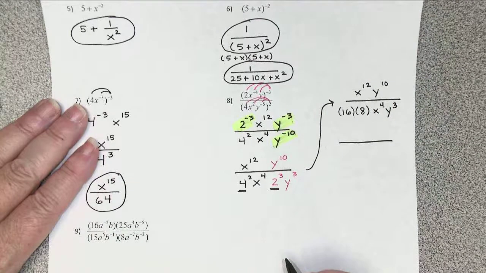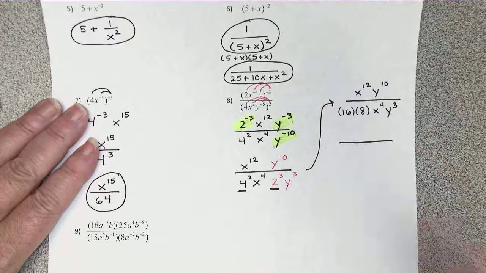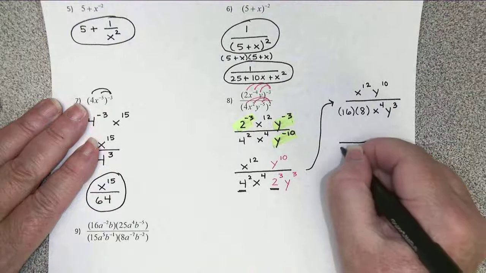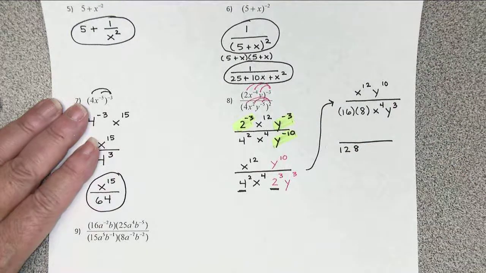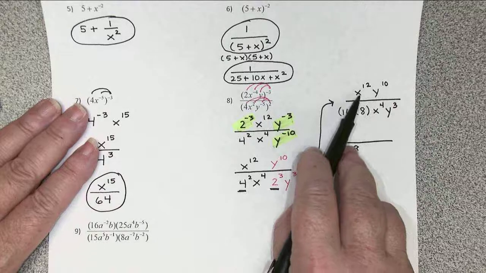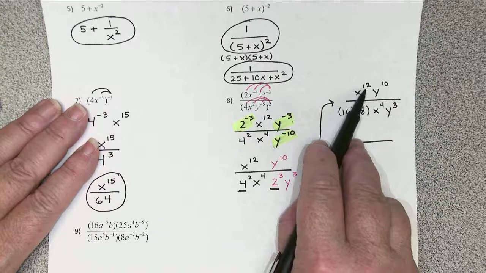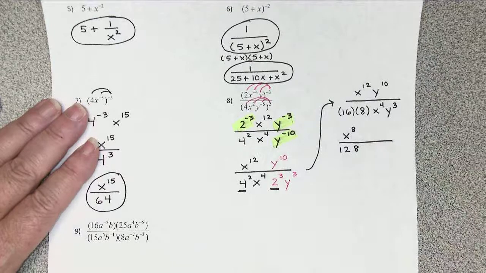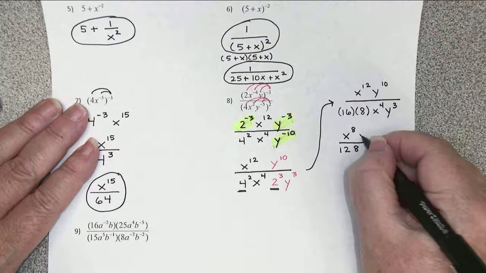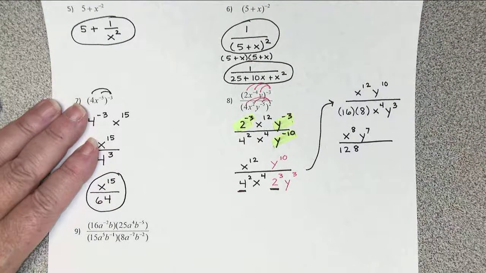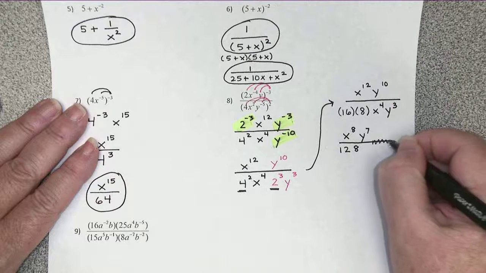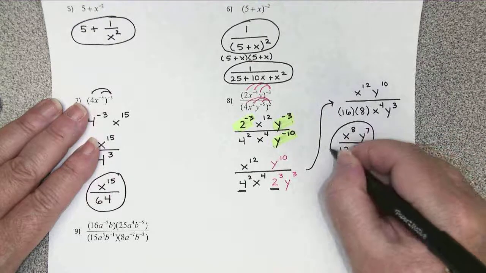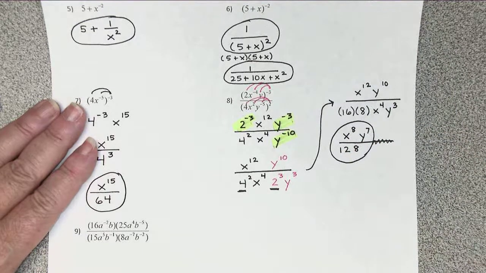To finish this up, 16 times 8, I think that's 128. And then, since I'm dividing, I'll subtract exponents. 12 minus 4 is going to give me x to the 8th. And 10 minus 3 is going to give me y to the 7th. And I probably have a little more fraction bar there that I need. But that would be my simplified answer.